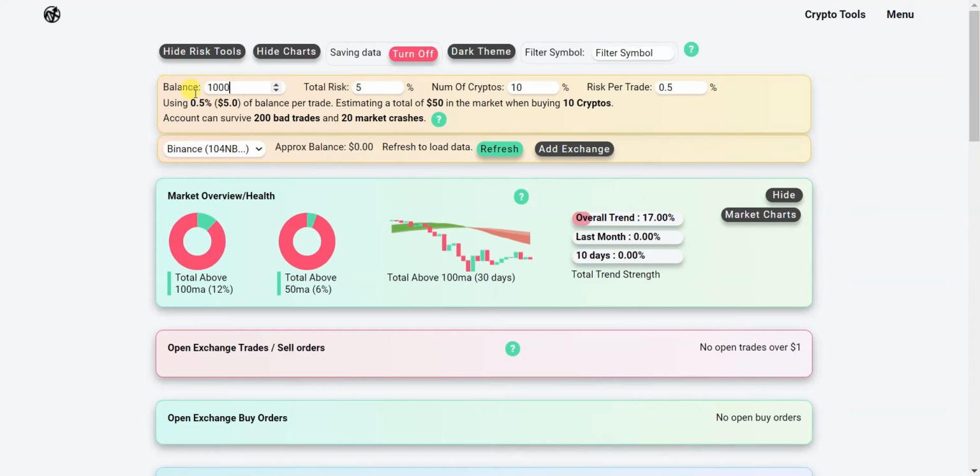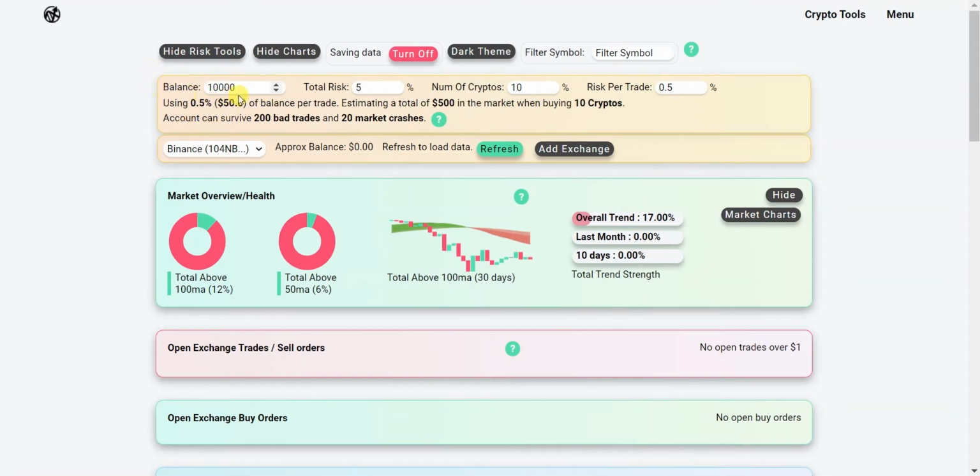So this first one is your total balance across all different exchanges, let's say. So here, I've got three different exchanges which I've added to the APIs. And so let's say across all those balances, let's say I've got $10,000, right? And that's just what we're going to imagine that we've got today.